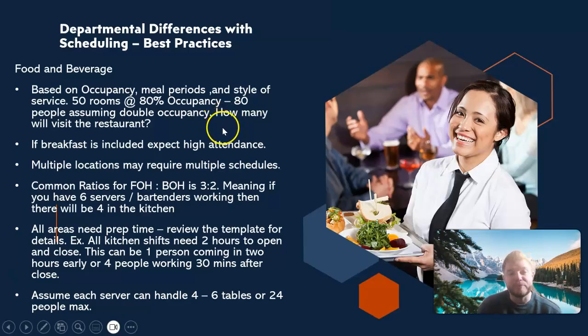If this is breakfast, and especially if it's included, you can almost expect every single person to come. Maybe you'll have a couple that just don't feel up to it. They sleep in, something like that. Multiple locations may require multiple schedules. So many of you have multiple locations. A common ratio for front of house to back of house is 3 to 2. So meaning if you have 6 front of house workers, servers, bartenders, there are usually about 4 in the kitchen, split between dishwashing, line cook, etc.